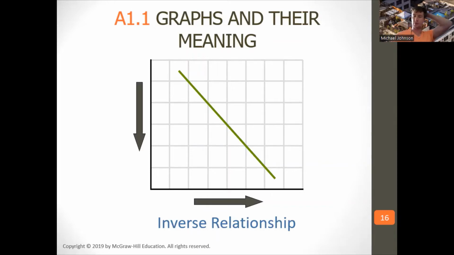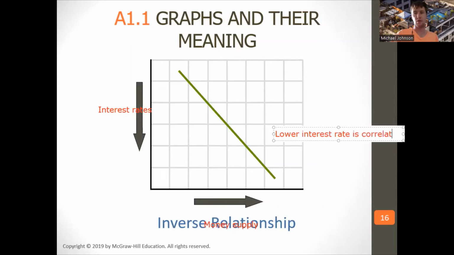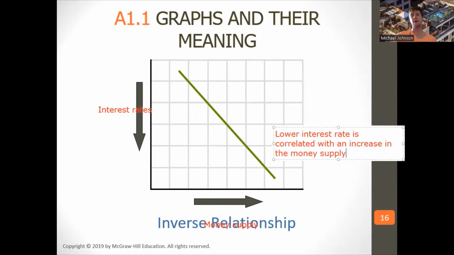So for inverse relationships, there is one between interest rates and money supply. In this case, a lower interest rate is correlated with an increase in the money supply. That would be an inverse relationship.